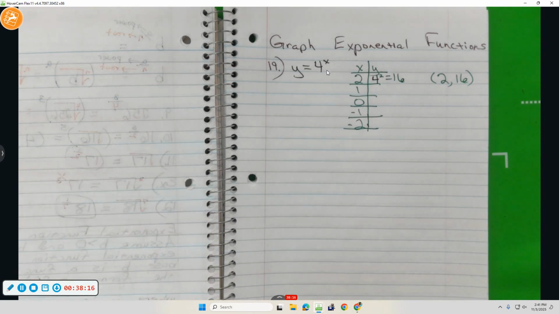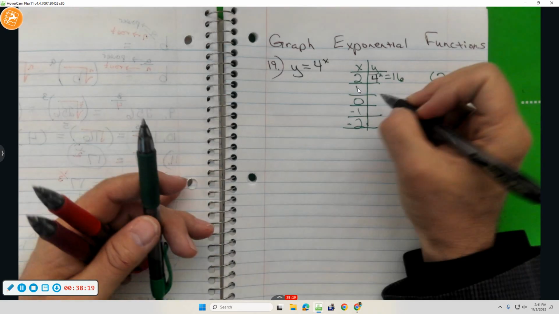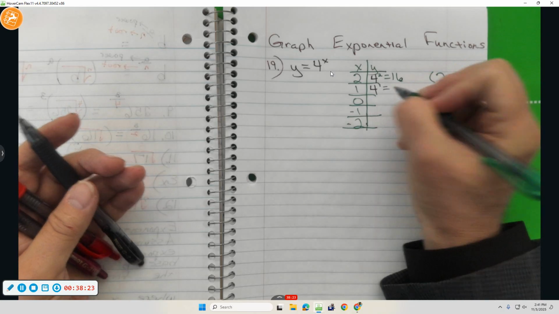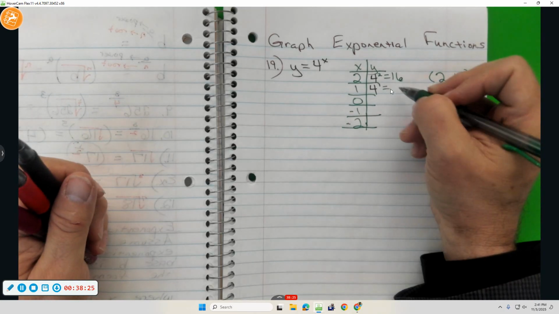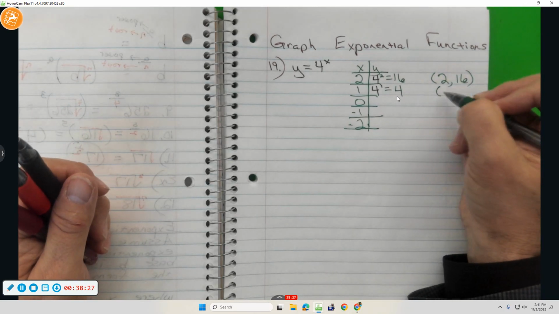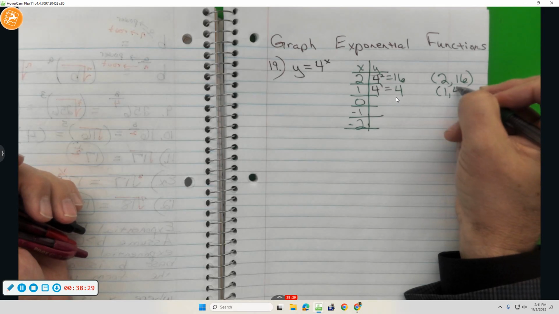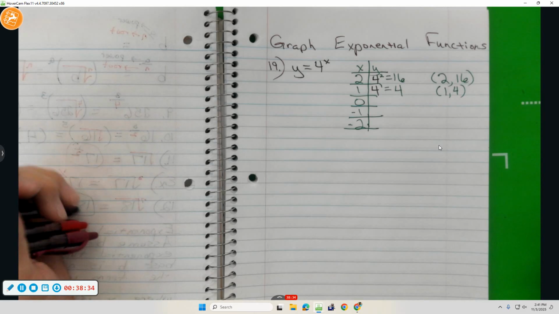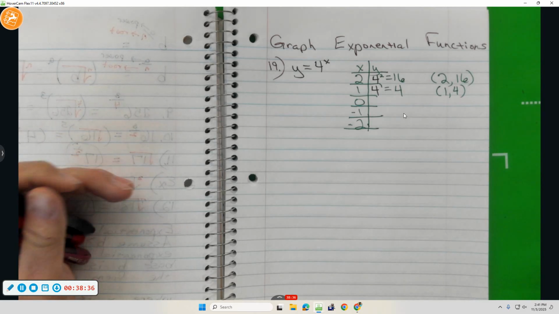Let's plug in 1 for x. We have a 4 to the first power. What's that going to give us? 4. So we just generated the ordered pair 1, 4. In a moment we'll plot these points. Here we're just on paper.